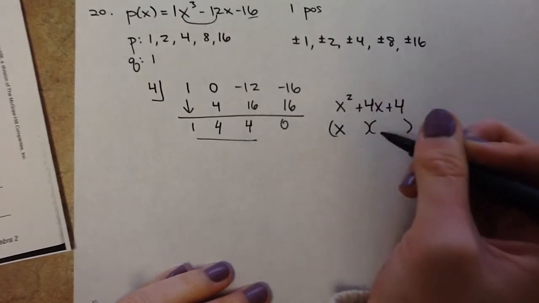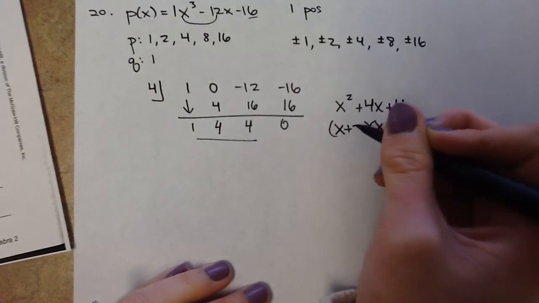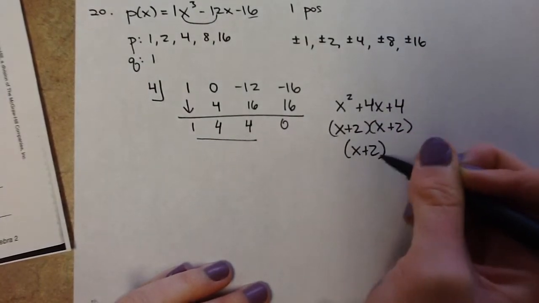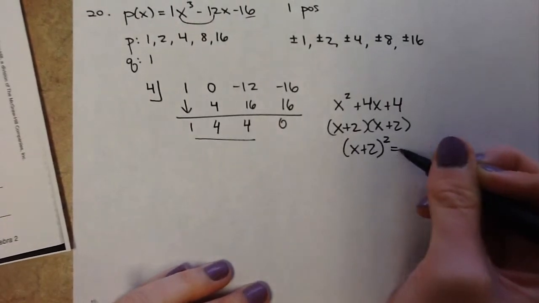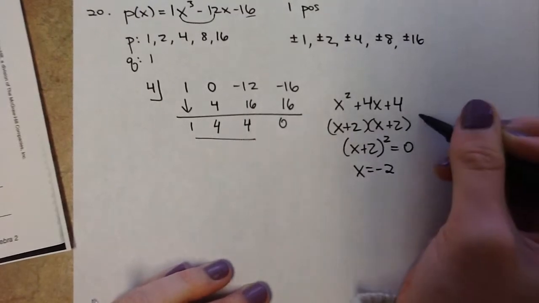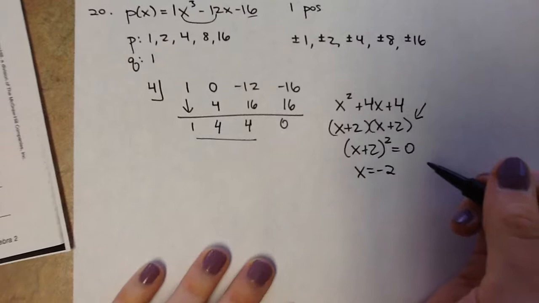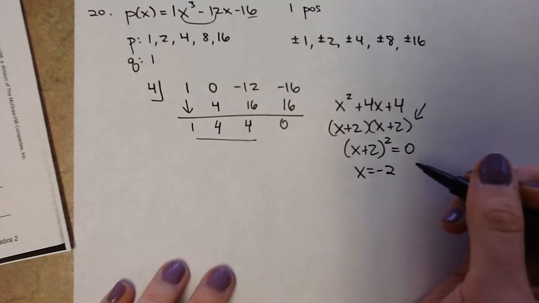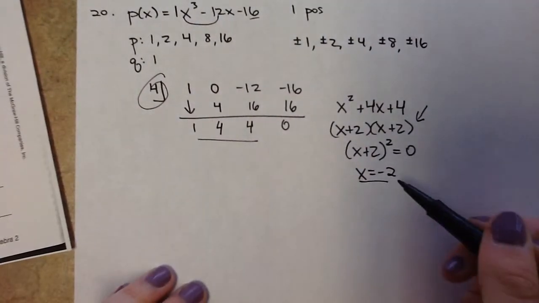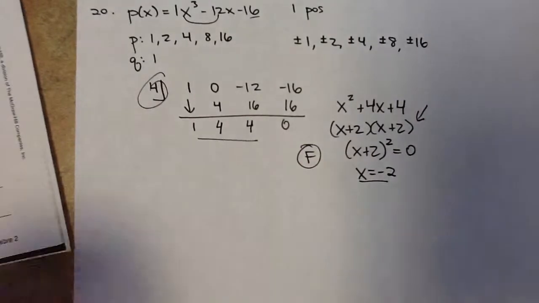Okay, so I do x times x, and then what multiplies to 4 and adds to 4? That would be a positive 2 and a positive 2, which I could also write as x plus 2 squared. When I set that equal to 0, I end up with x equals negative 2. This technically counts as 2 roots because I've got 2 factors right here. It's called a double root, which you'll talk more about in pre-calc, not super important now. So we have the 4 that I came up with here, and the negative 2 that I came up with here. That is letter F from the multiple choice.